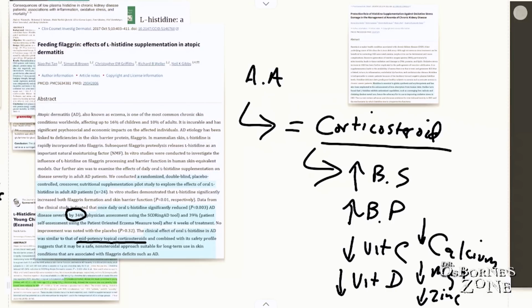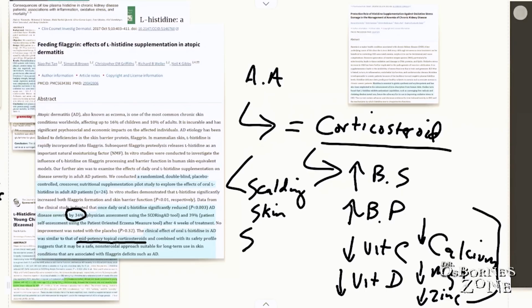So we don't want all these side effects. These are horrible nutritional side effects. We also know that long-term corticosteroid use can cause scalding skin syndrome because you actually become addicted to the corticosteroid. If you quit using it, your skin dramatically worsens and creates a scalding skin-like reaction.